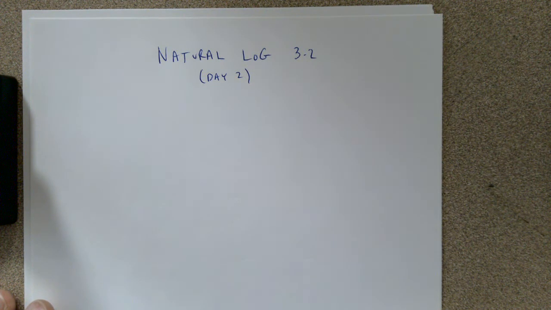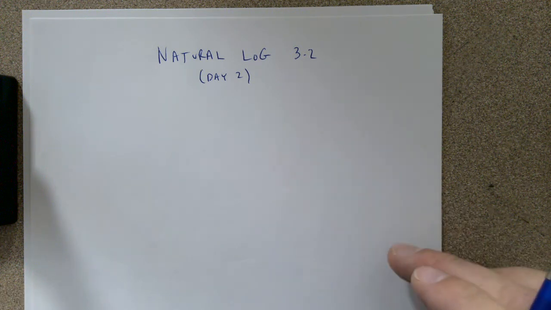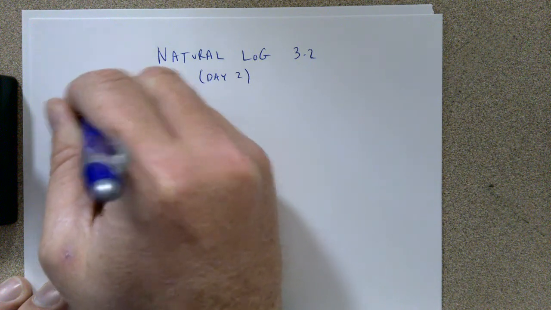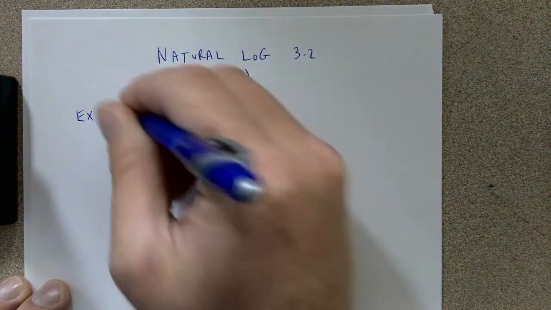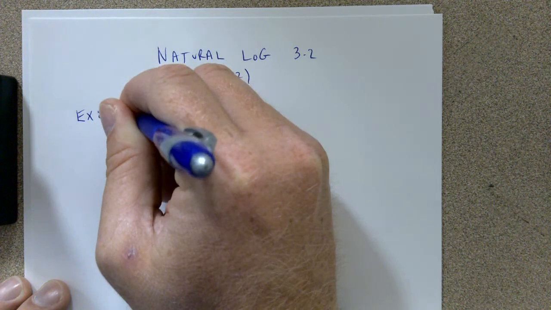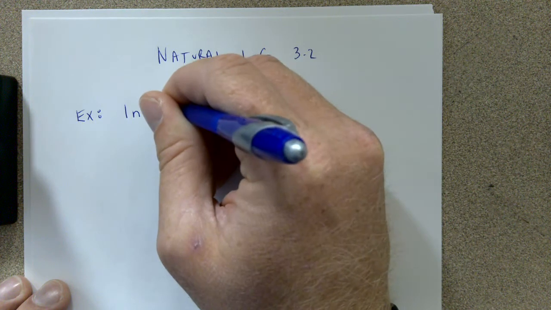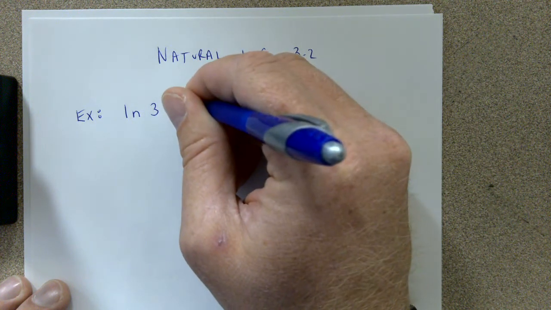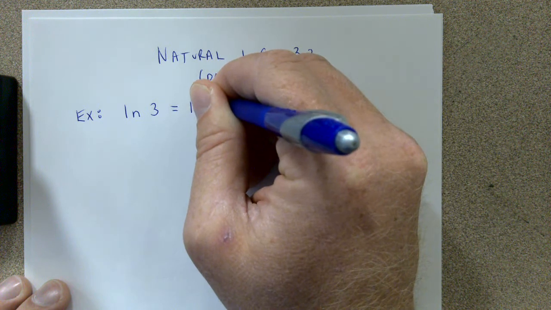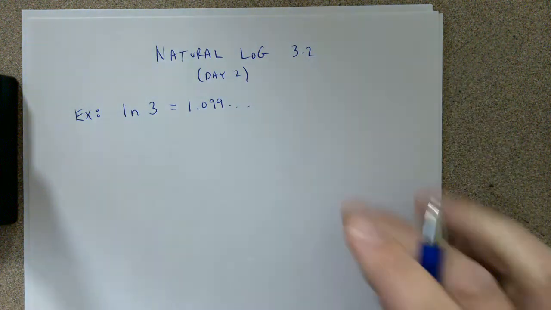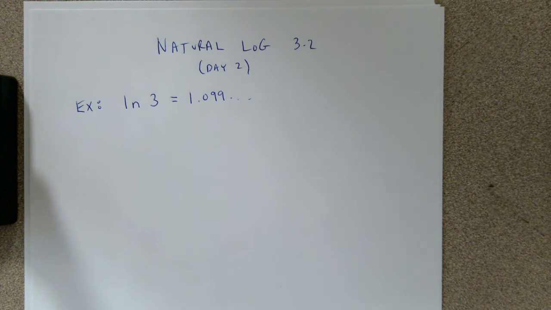So our natural logs, again, it's all based on our number e. So we're going to do a few examples here. You'll notice on your calculator, there's an LN button close to your log button. That's just the natural log button. So sometimes we'll write it as LN of 3 equals 1.09.